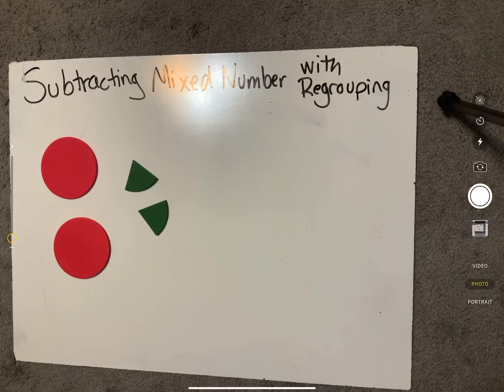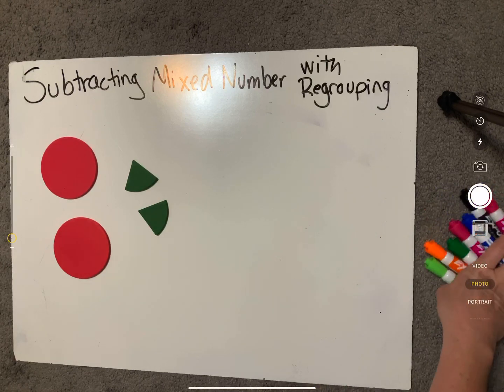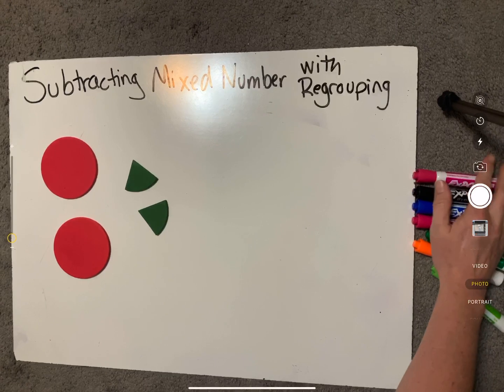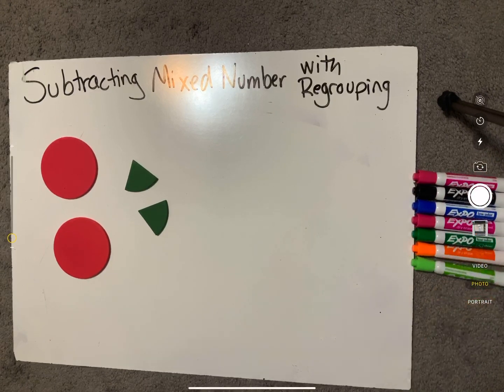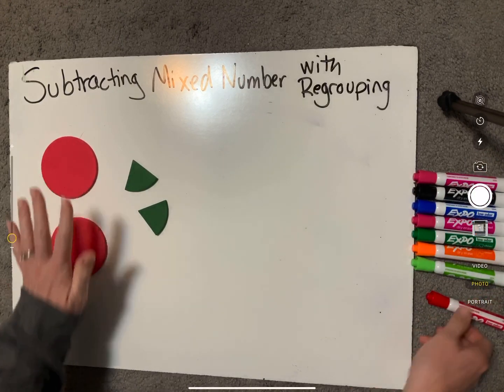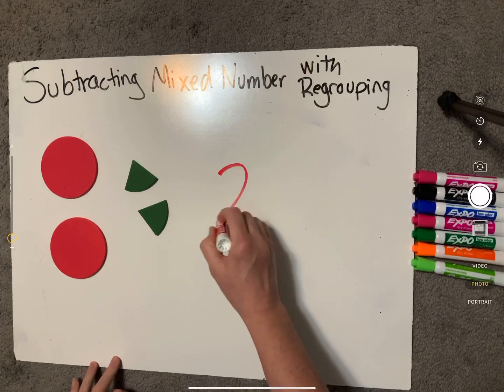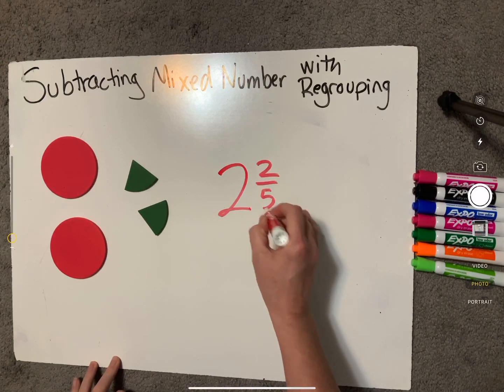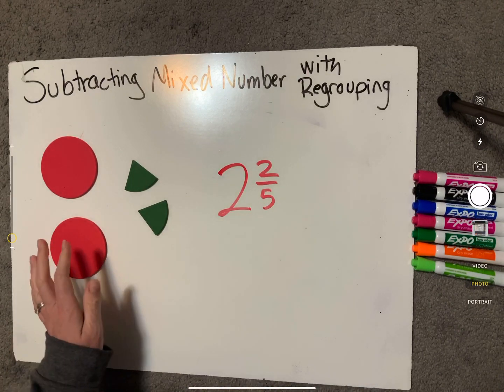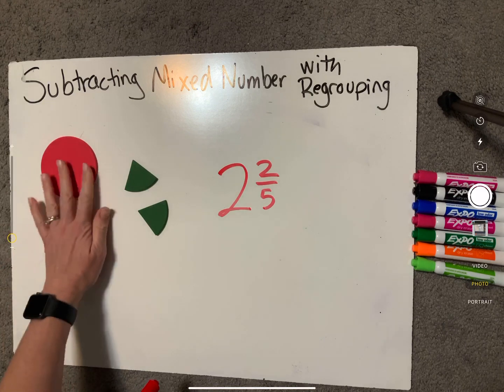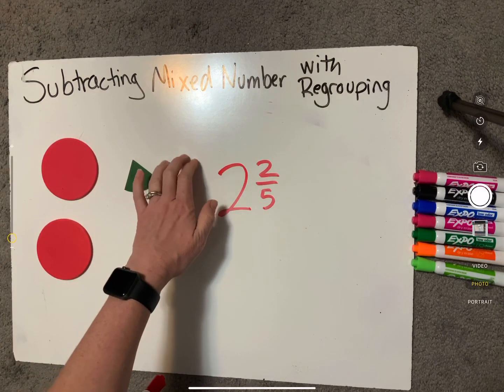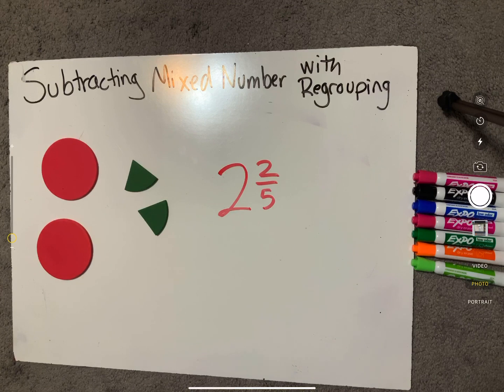Okay guys, today we're going to talk about subtracting mixed numbers with regrouping. In our last lesson we talked about regrouping mixed numbers. So if we had a fraction like 2 and 2/5, the reason this is so important is that this is how we're going to end up regrouping with our mixed numbers, with our subtraction problems.